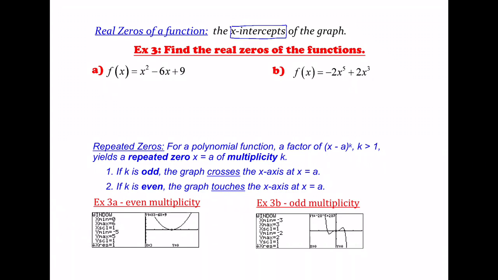These are two problems we did in the other video, so I'm going to go ahead and pause it and just work through them the same way I did the other day, and then we're going to talk about the repeated zeros and what they look like on a graph.